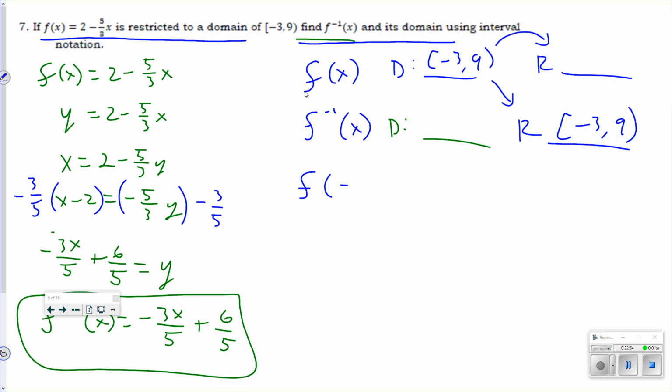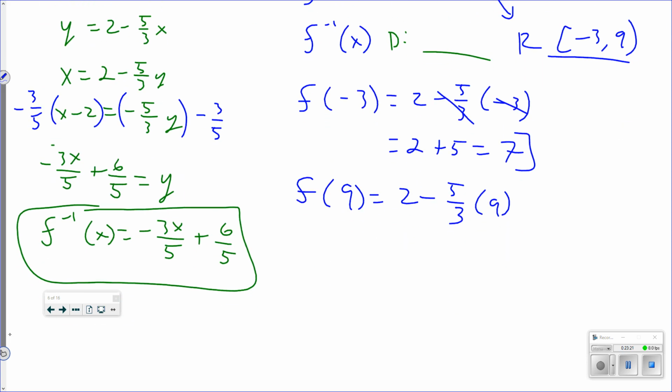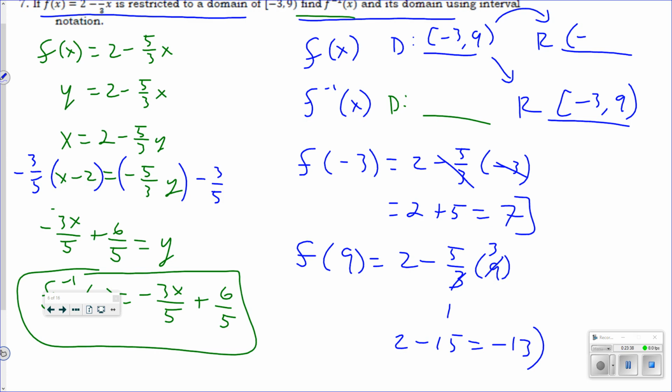So I'm going to figure out what is f of -3. That's 2 minus 5 over 3 times -3. Well, this -3 and that -3 cancel out. We're left with 2 plus 5, which is 7. -3 has a bracket, so 7 gets a bracket. Now f of 9 is 2 minus 5 over 3 times 9. These cancel out to 1 and 3. 2 minus 15 is -13. 9 had a parenthesis, so -13 gets a parenthesis. You order it from least to greatest. So I have the range to be (-13, 7].